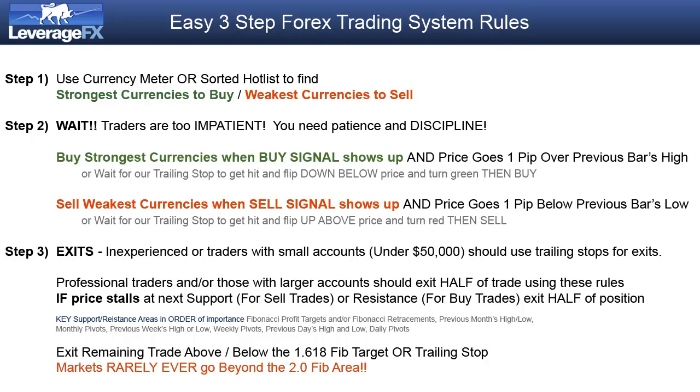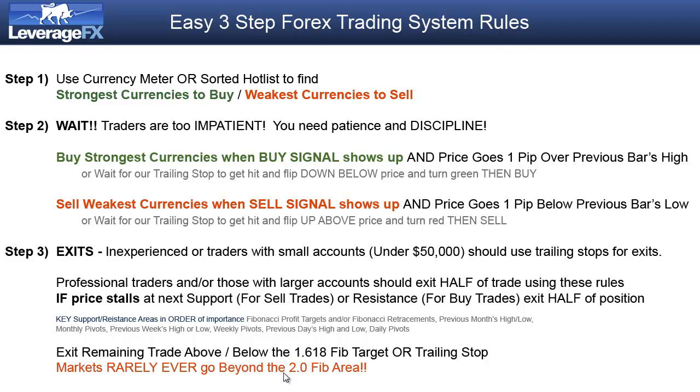It's psychologically easier to trade by exiting half your trade when the market stalls at the first area of support and resistance. So here are the key areas of support resistance, and my number 1 is the Fibonacci profit targets. Most of the time the market stalls somewhere between the 1.382 and the 1.618. Probably 70–80% of the time it does not go above the 1.618 by more than 5 or 6 pips, so you want to exit your trade at that level.